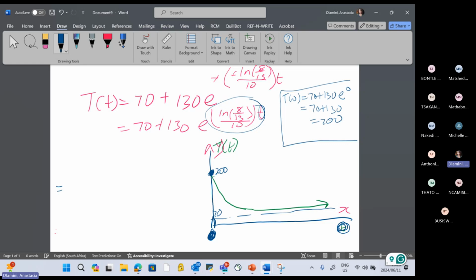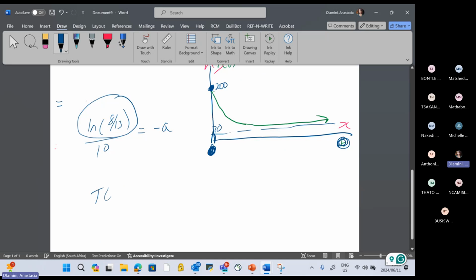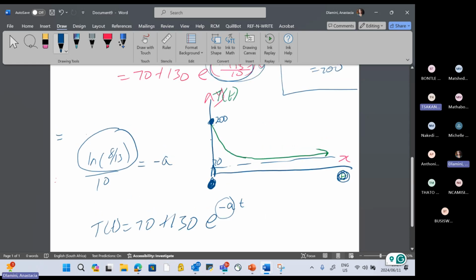It's because, look at this. If you take this value, you say ln of 8 over 13 in a calculator, it will give you a negative value, let's say negative A, especially this part. Do you see that? So meaning that if you substitute in your equation, it will be T equals 70 plus 130 e to the negative At. Do you see now that negative comes in? That's why we show that the graph will be like this. Okay.